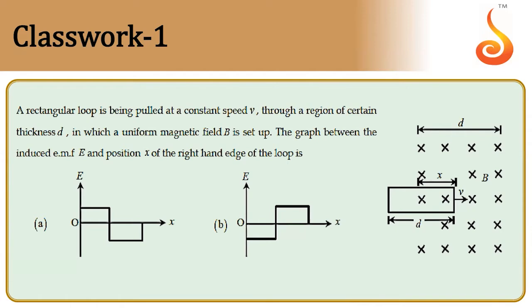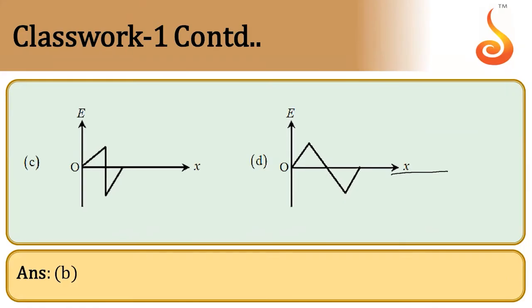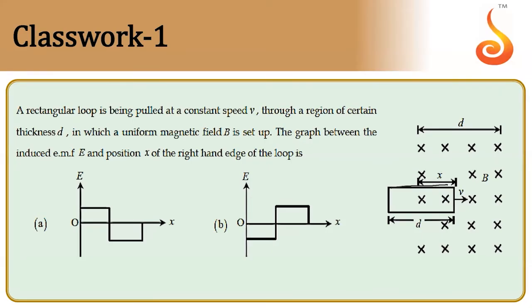Here, what they're asking is the induced EMF. When the loop is pulled inside, the induced EMF will be in one direction and it is constant. And when it is pulled outside, out of the magnetic field, then the induced EMF will be in the opposite direction. So first it will be negative, then it will be positive. So the correct option is B.